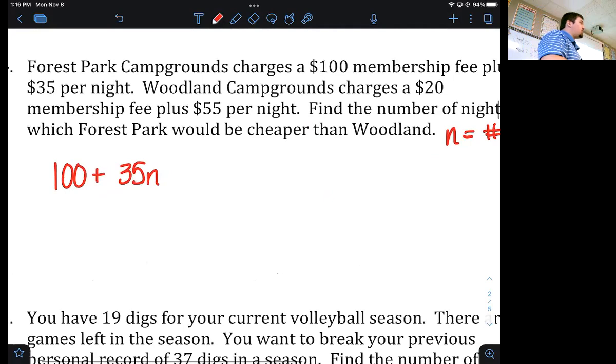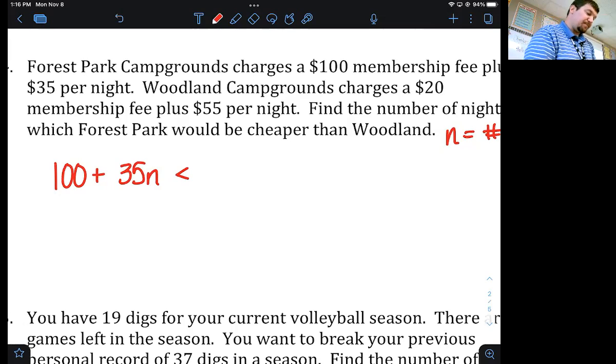In order for that to be cheaper, should I use a less than or greater than sign? What do you think, Jimmy? A less than sign. Now you could make an argument for less than or equal to, but it does say cheaper, and it has nothing to say with number of nights that are equal to. Like, I don't want to know how many nights for it to be the same. I want to know how many nights until it's cheaper.